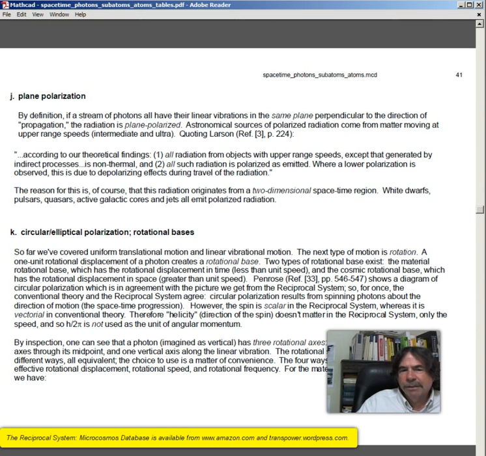Penrose, reference 33, pages 546, 547, shows a diagram of circular polarization, which is actually in agreement with the picture we get from the reciprocal system. So for once, the conventional theory and the reciprocal system agree. Circular polarization results from spinning photons about the direction of motion in space-time progression. However, the spin is scalar in the reciprocal system, whereas it is vectorial in conventional theory. Therefore, helicity, direction of the spin, doesn't matter in the reciprocal system, only the speed, and so h over 2 pi is not used as the unit of angular momentum.